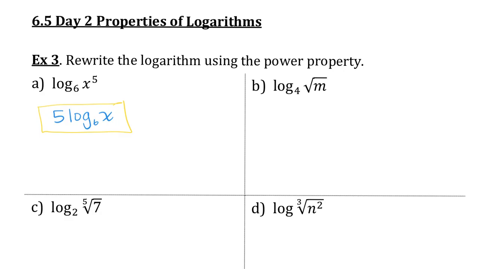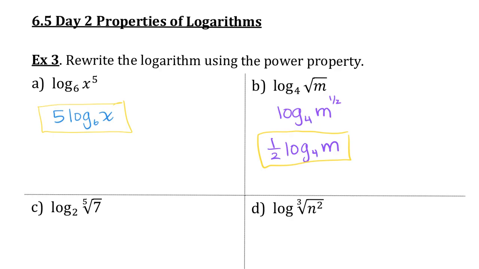Okay, now if I look at B, it says the log base 4 of the square root of m. I need to use the power property, but I don't have an exponent, so I need to rewrite this with an exponent. Okay, now if I'm doing a square root, what is the exponent? It is 1/2, because if I rewrote this, it would be the second root of m raised to the first power. So the square root of m is m to the 1/2. Now I can do the power property and bring the 1/2 down. Okay, and then that's what the power property would look like with a radical. And you're going to show both steps.